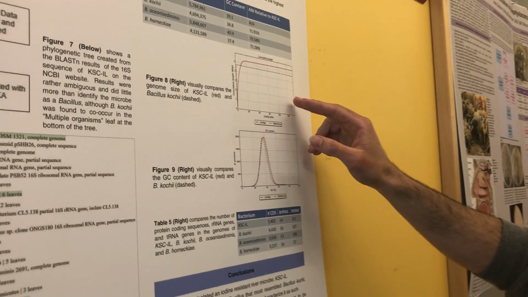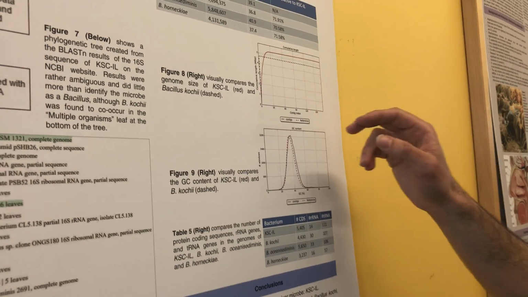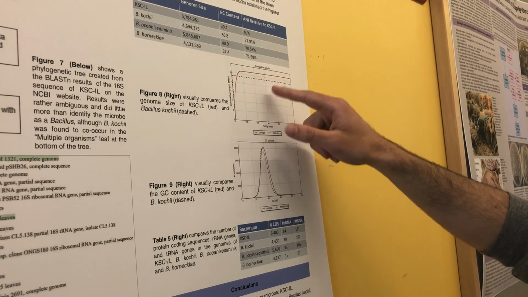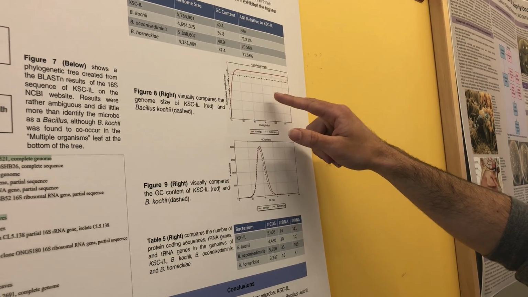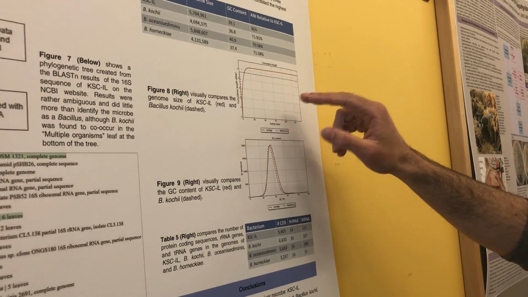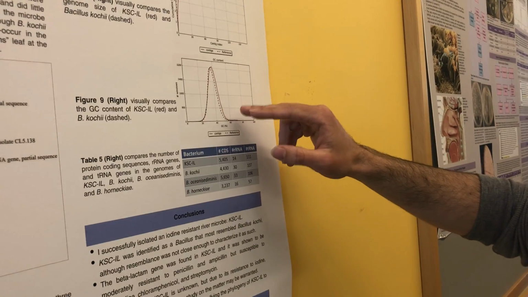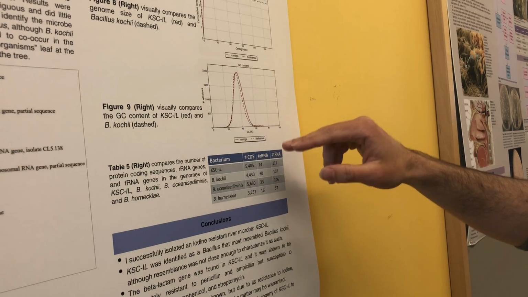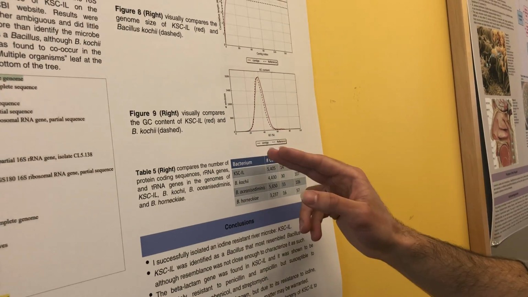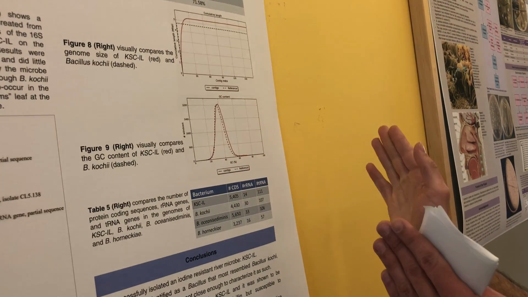So this is comparing the cumulative length of the genome of my microbe with Bacillus kochi, which is the reference strain in this figure. So the red line is KSE-IL, my microbe, and then this dotted dashed line is Bacillus kochi. So you can see that my microbe has a significantly larger genome than Bacillus kochi. And then down here, this figure 9 compares the guanine cytosine content. And again, the red line is my microbe, KSE-IL, and the dashed line is Bacillus kochi. So again, you can see that my microbe has significantly more guanine cytosine content, as it's this little bit to the right.